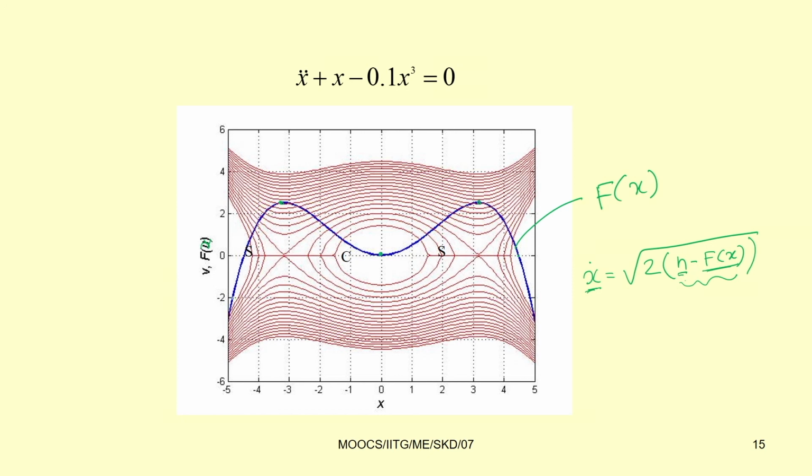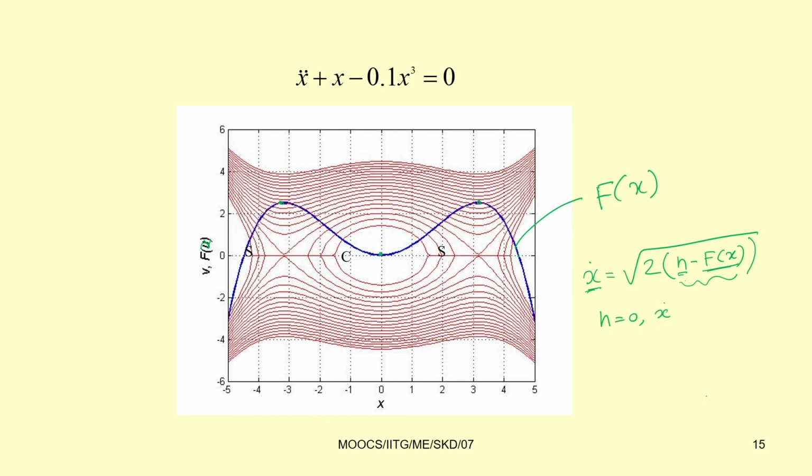So, that means there will be no flow. Let us take this 0 line. If you take the total energy h equal to 0, then x dot becomes imaginary. So, this will have an imaginary value, and there will be no motion.